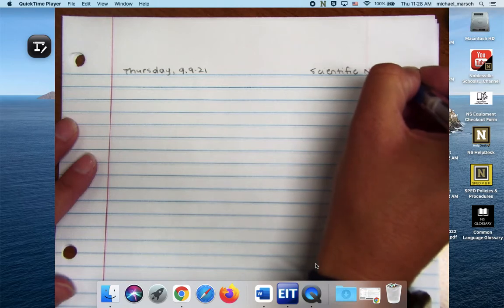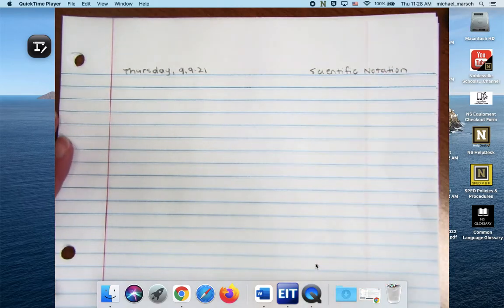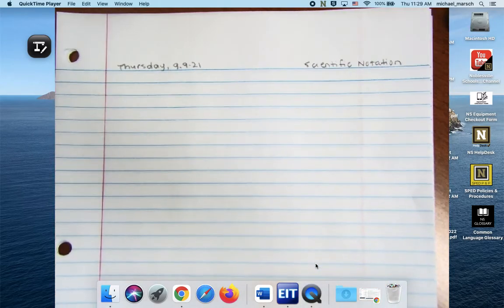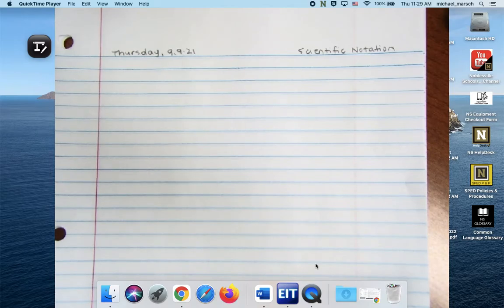Do you care if I use pen for now? I don't, but I think you might benefit. It might be easier if you use pencil, just in case there's a mistake and you don't have to cross it out. What does that say? Scientific notation. It's a big nerd.